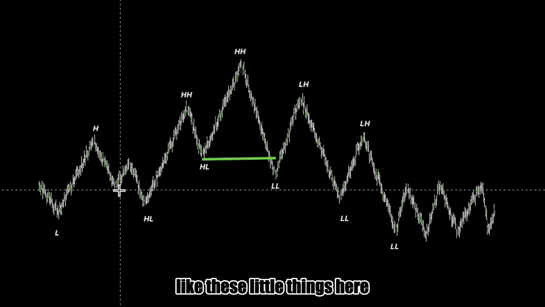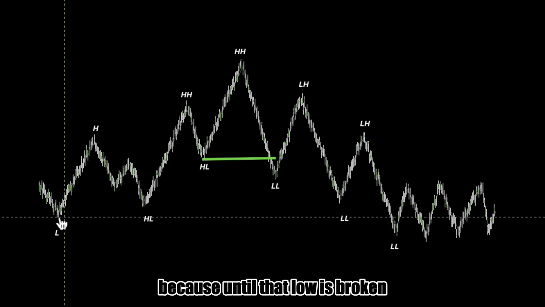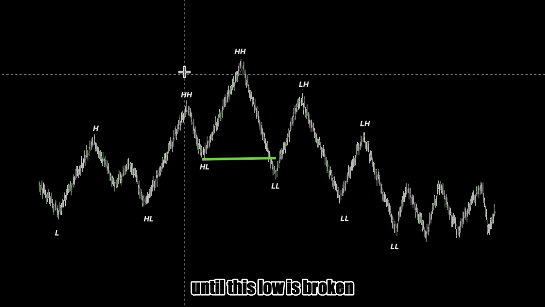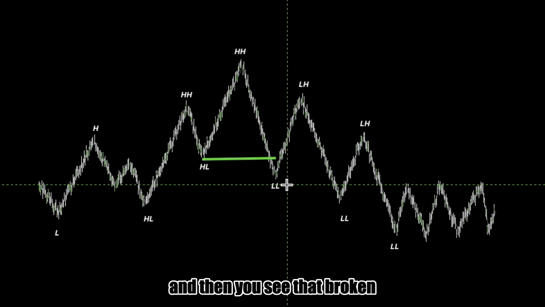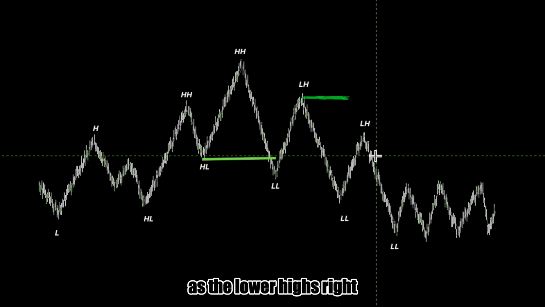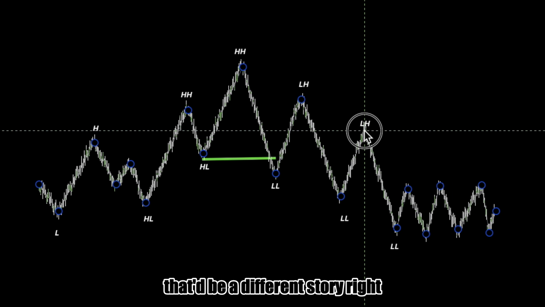Like these little things here, I'm not looking at these as any structure points here, because until that low is broken, we're still going high. Until this low is broken, still going up. Until that low is broken, going up, right? And then you see that broken, going to be the same thing here. I'm looking at these structure points as the lower highs, right? If this were to come up and break that, that'd be a different story, right?